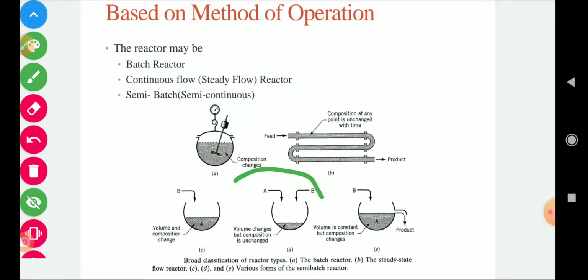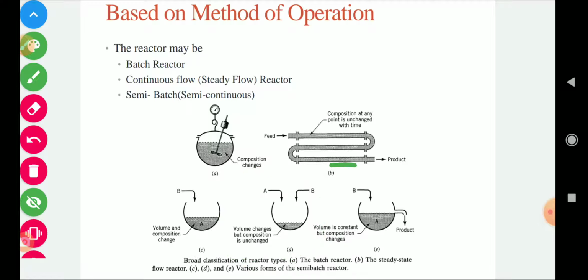In the second example, we continuously feed A and B into the reactor. In that case, the volume of the reactor will continuously change, but the composition is unchanged, because whatever amount or ratio of A and B we inject into the reactor is constant. So the composition will be constant, but the volume will continuously change.